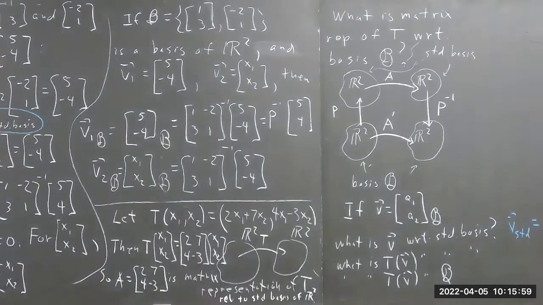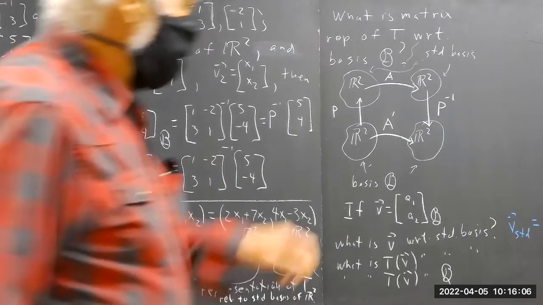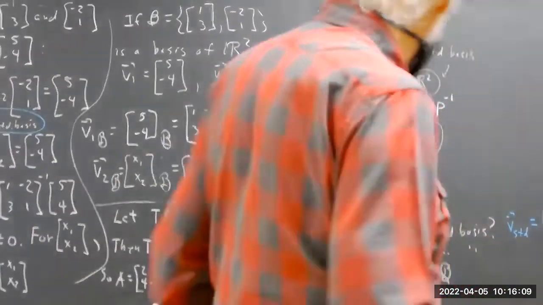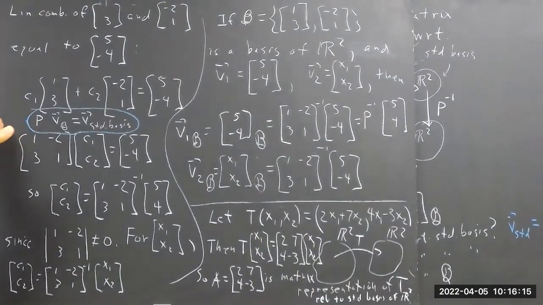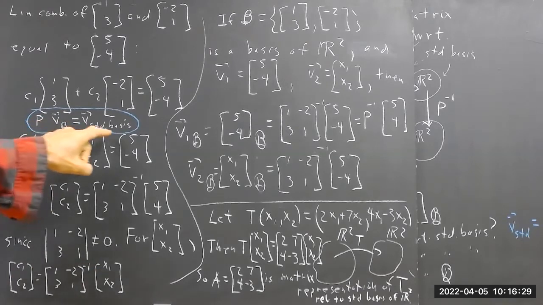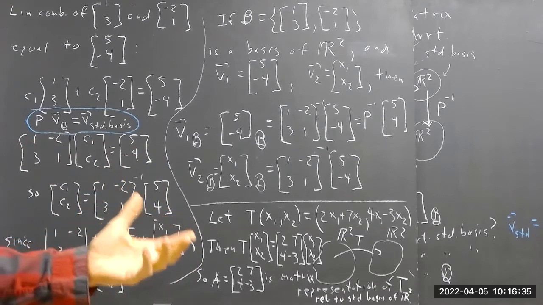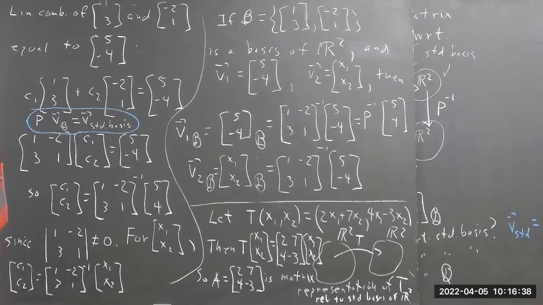Now, to really understand what's going on here, it'll be much to your advantage to understand this, okay? Again, we said P times B with respect to B equals B with respect to the standard basis. Go back to what this means in terms of the quiz problem. Make sure you understand this as deeply as possible, because when we get into similarity transformations and diagonalization, it's really neat, powerful stuff. But you want to understand it from the ground up.